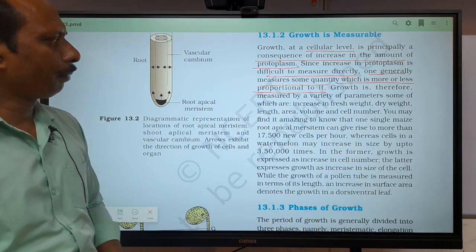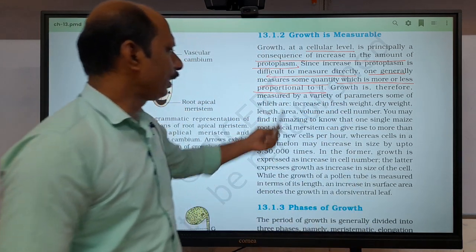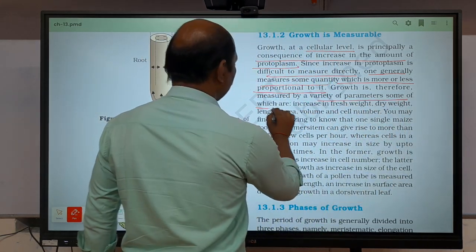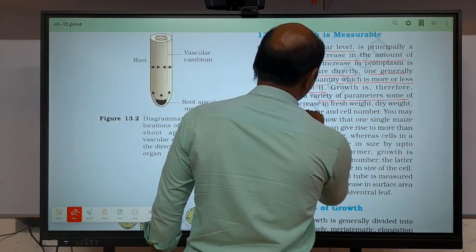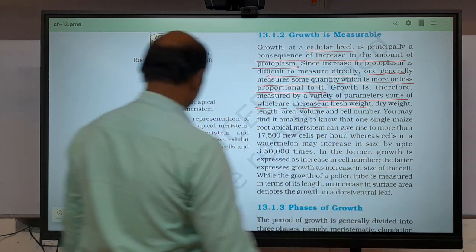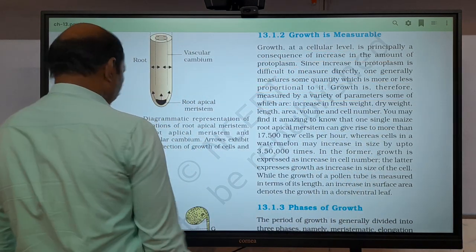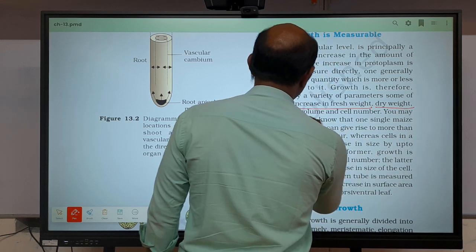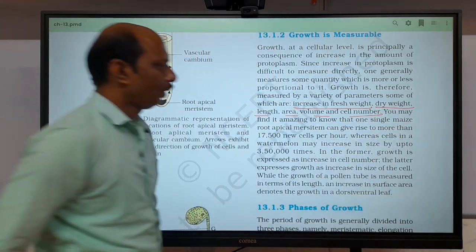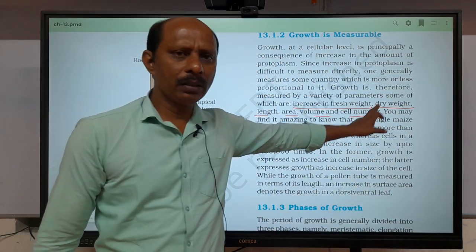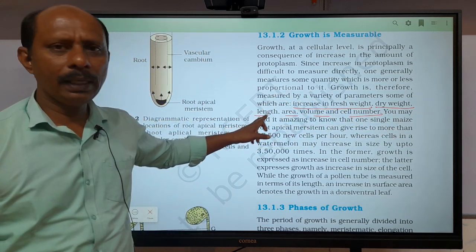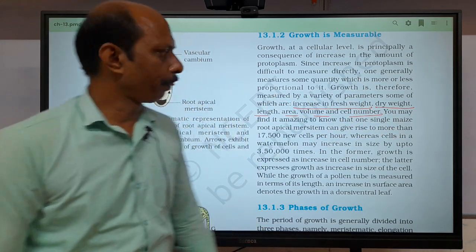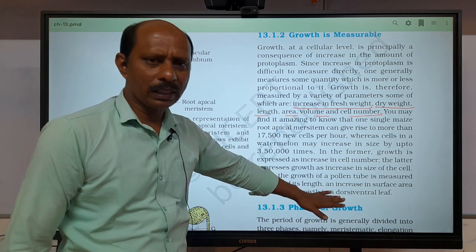We can measure, right? Growth is therefore measured by a variety of parameters. How many? Many parameters are there. The first one is given here: increase in fresh weight, dry weight, length, area, volume and cell number. How many are there? Fresh weight, dry weight, increase in length, area, volume and cell number, right?